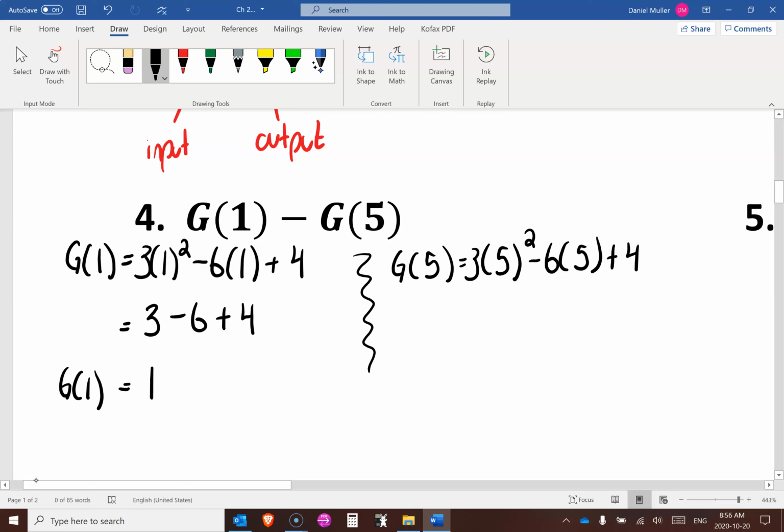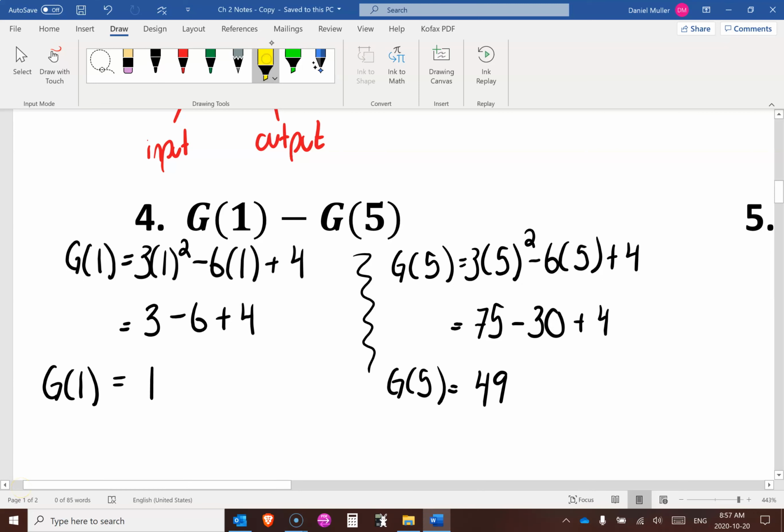Now g of 5: 5 squared is 25, and that times 3 is 75. 6 times 5 is 30, plus a 4. So 75 minus 30 would be 45. 45 plus 4 is 49. So we have g of 5 and g of 1.